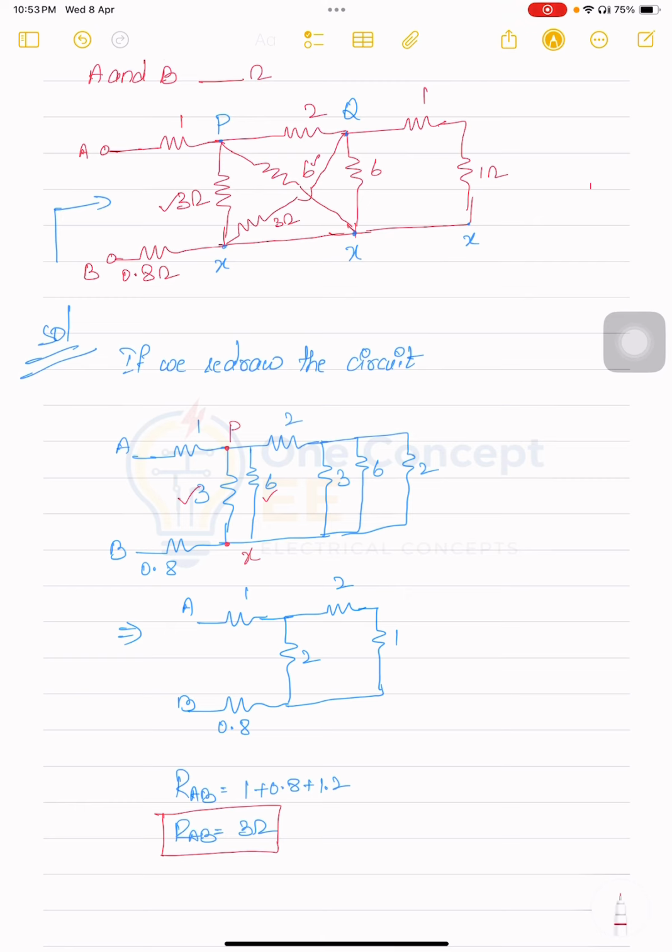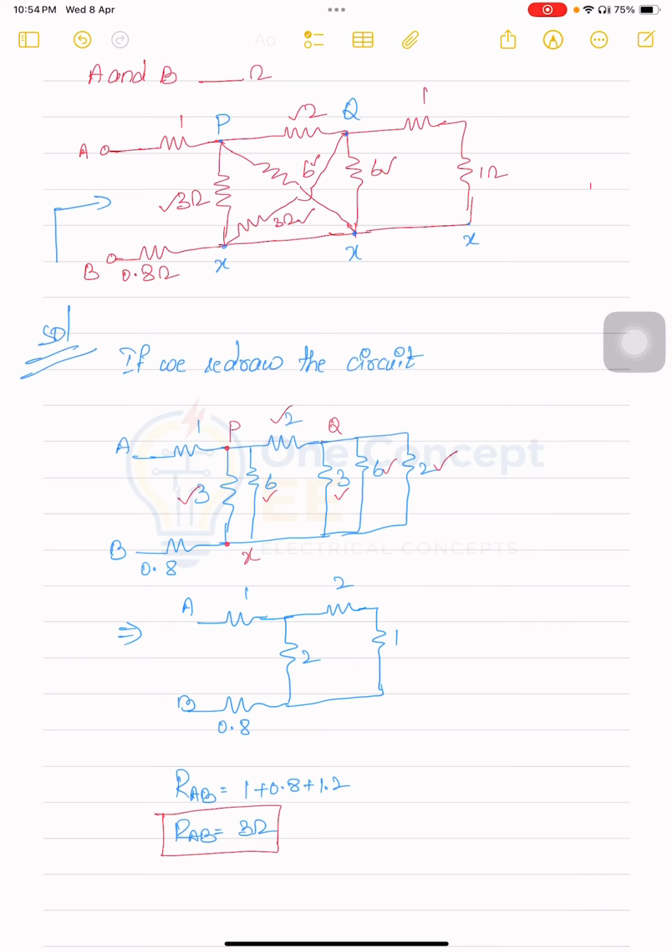In between P and Q there is a 2 ohm. In between Q and X there is a 6 ohm. In between Q and X, two 1 ohms are connected in series. I am replacing it with 2 ohms. And between Q and X, there is a 3 ohm. I am placing a 3 ohm.